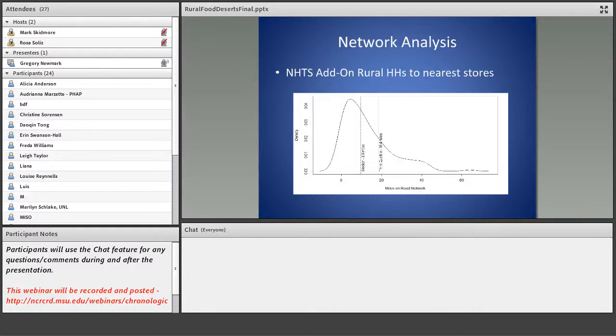We basically took the household locations of everyone in rural areas that were surveyed as part of the NHTS in Wisconsin, and then we got all the locations of major grocery shopping venues, and we used the road network to analyze what the distances are to the closest shopping venue. And you can see this is the distribution.